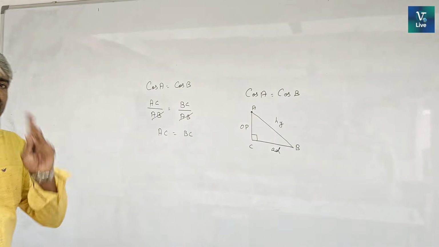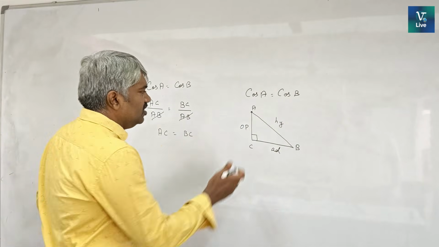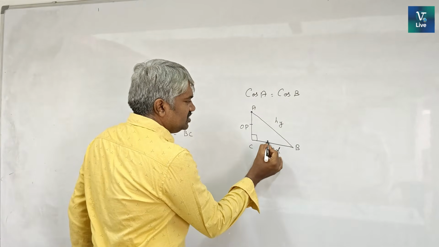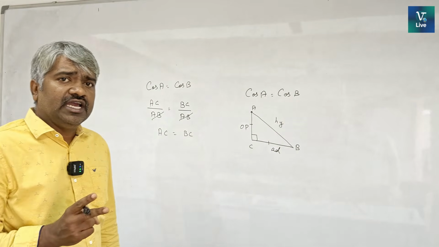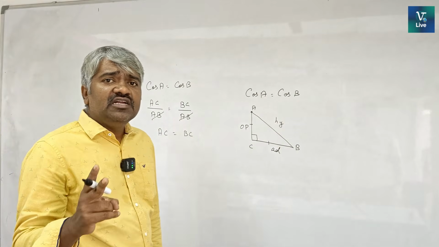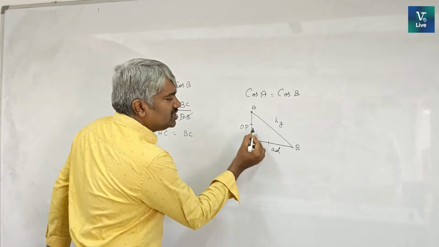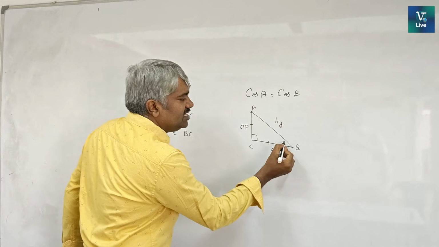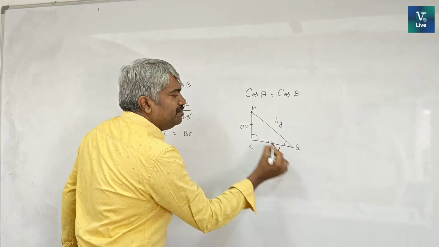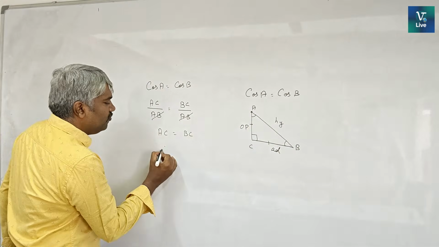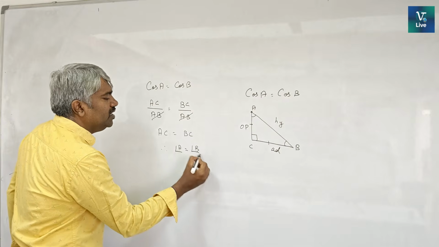In a triangle, if two sides are equal, you know that it is an isosceles triangle. Therefore, the side AC is equal to side BC. As per the property of an isosceles triangle, the angles opposite to equal sides will be equal. So, the angle opposite to side AC is B. The angle opposite to side BC is A. Therefore, angle A is equal to angle B.